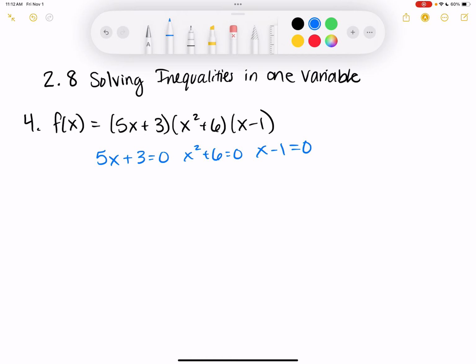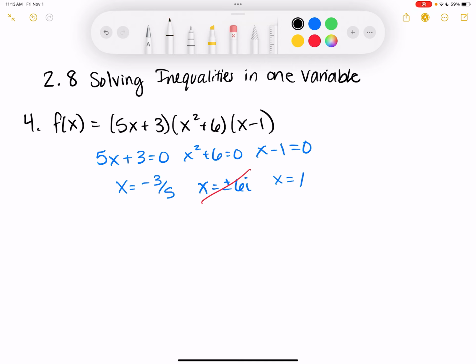So I would have x equals negative 3/5. This one would be x equals 1. What about this middle one? Plus or minus the square root of negative 6, so plus or minus i times the square root of 6. So are those real zeros? No, so I'm going to ignore those for the purpose of these problems.